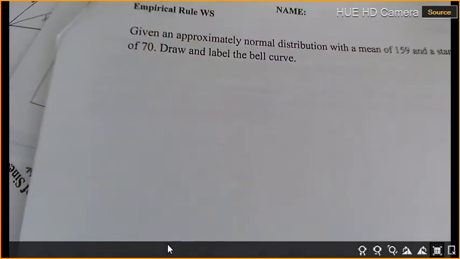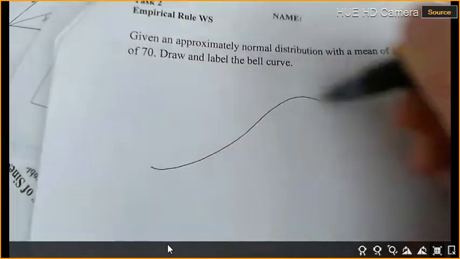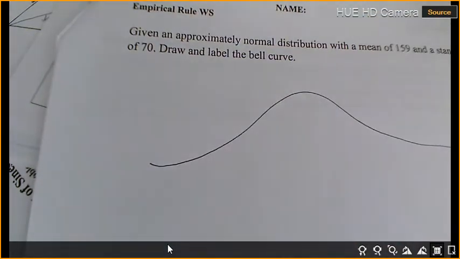Let's try task number 2. Are we with me? Are we off our phones? Because I will collect it.